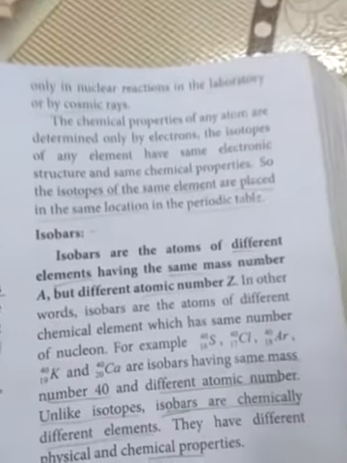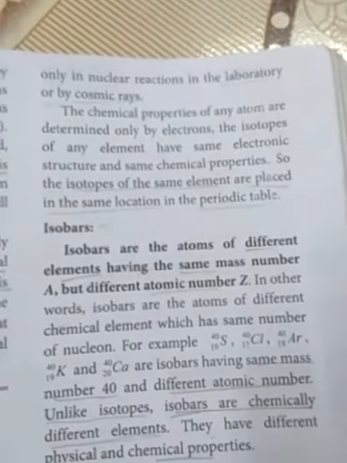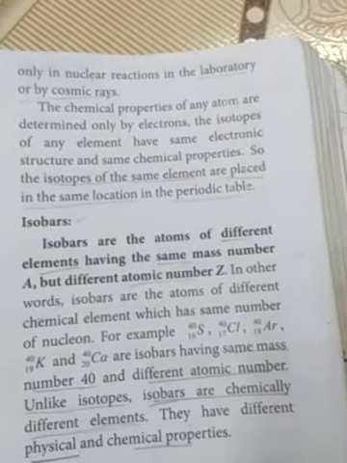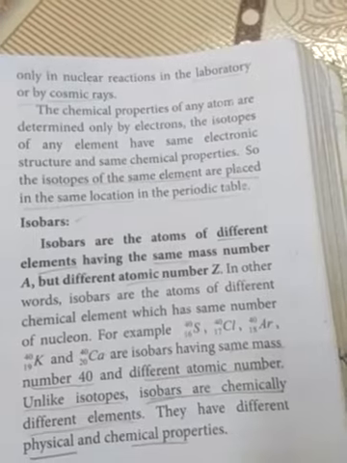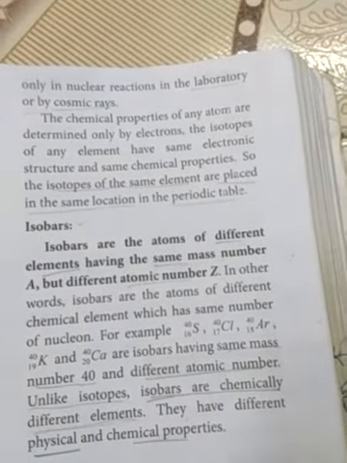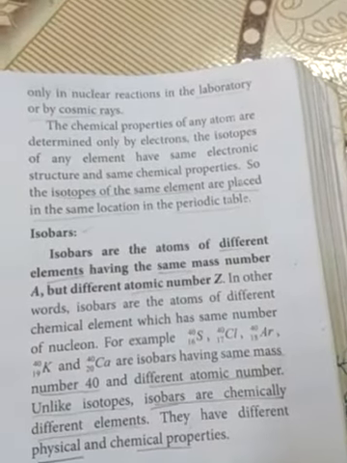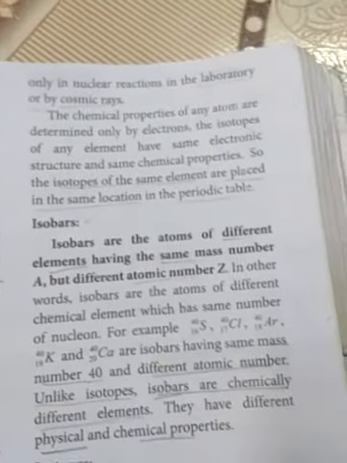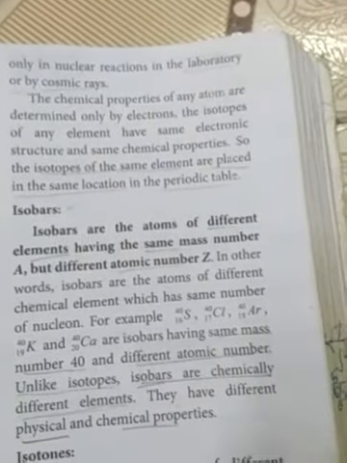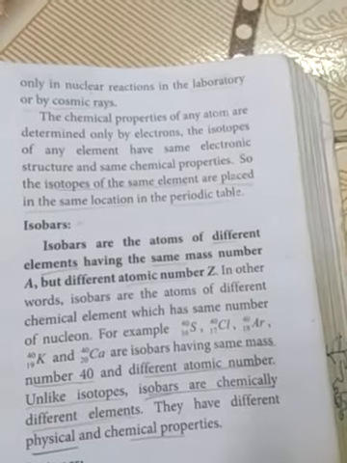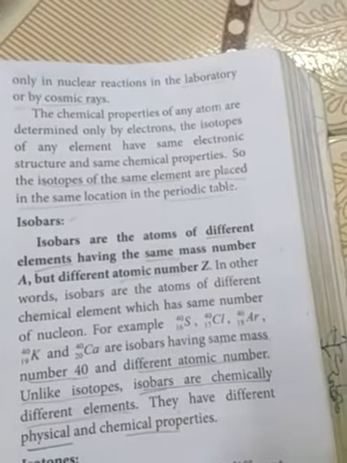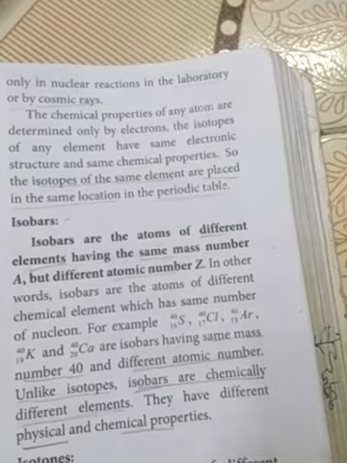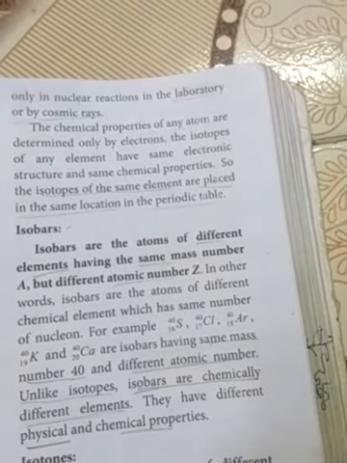Okay, so next you see isobars. What are isobars? Isobars are atoms of different elements having the same mass number A but different atomic number. So it is the opposite of isotopes, right? In other words, isobars are atoms of different chemical elements which have the same number of nucleons.